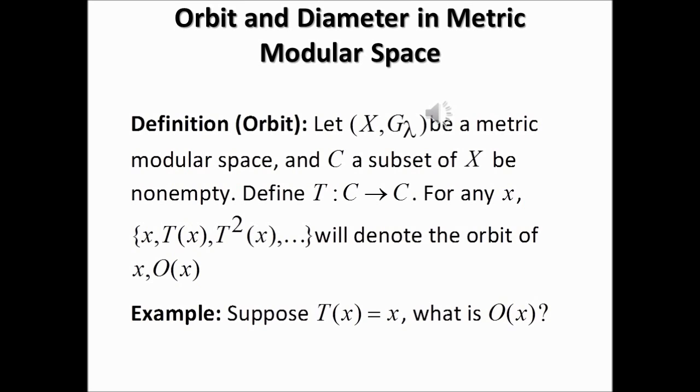Now if we consider T to the power 3 of x, it is going to be T(T squared of x). But we know T squared of x is simply x. So T to the power 3 of x is also x. So in this case, the orbit of x is a singleton. That is basically, the orbit of x is just the element x.